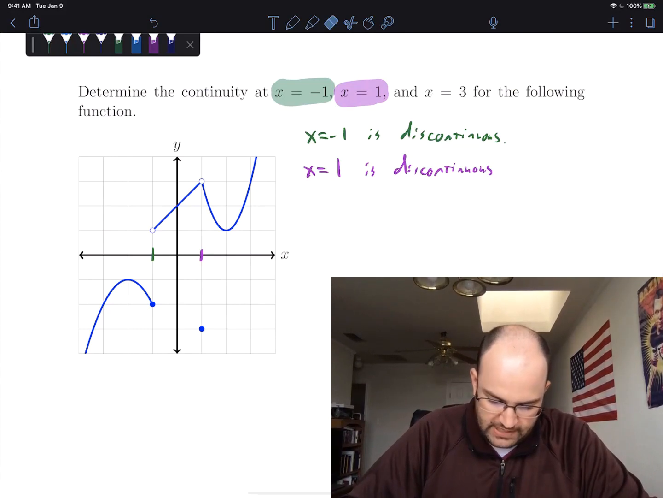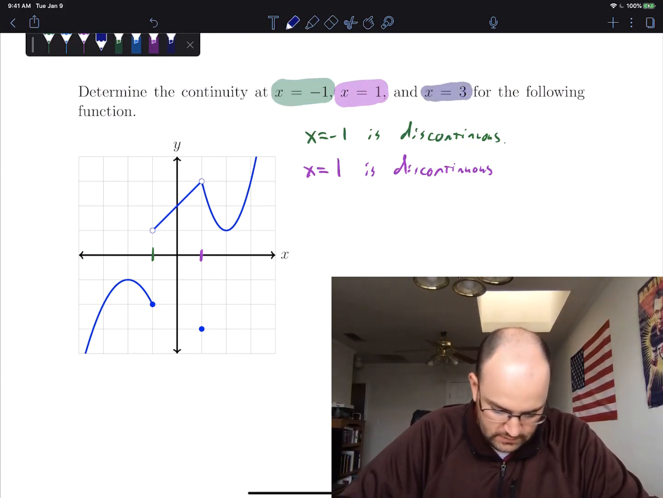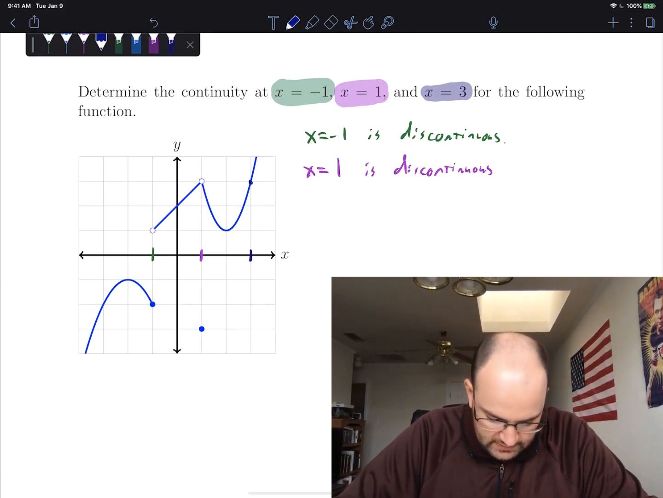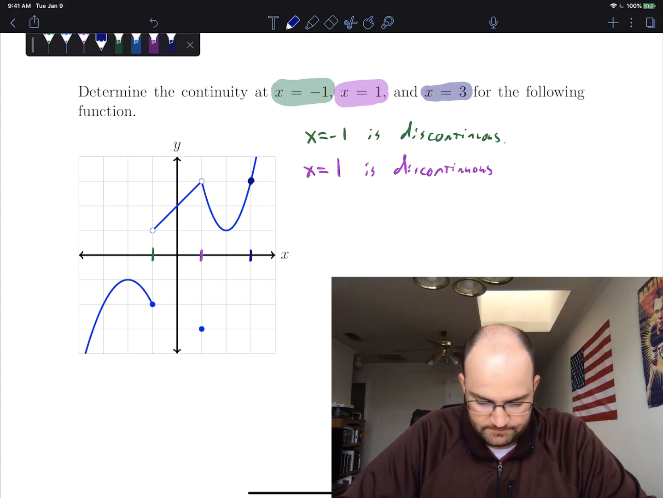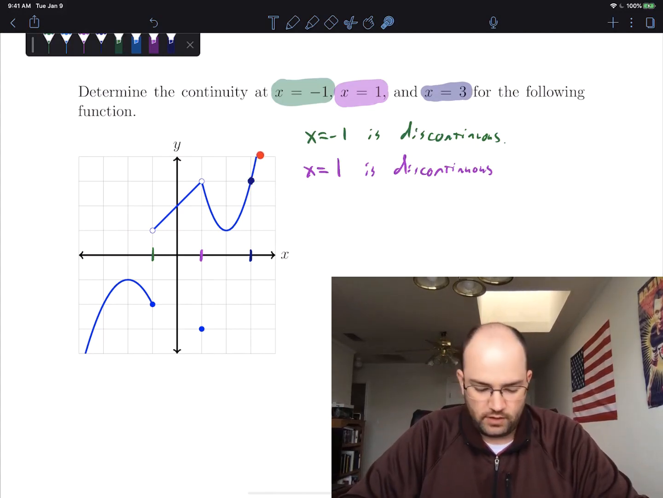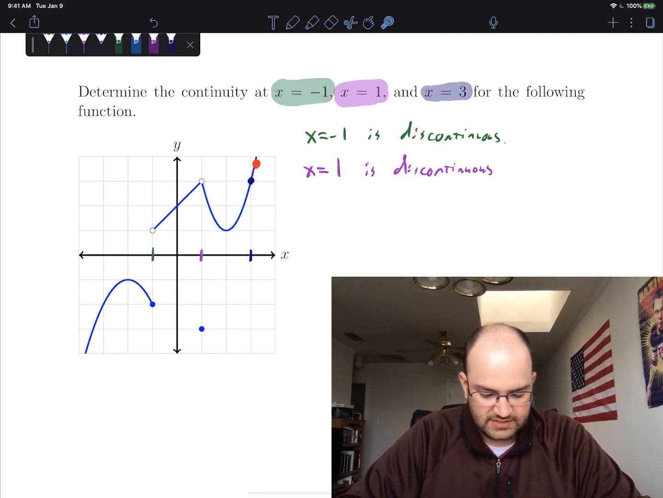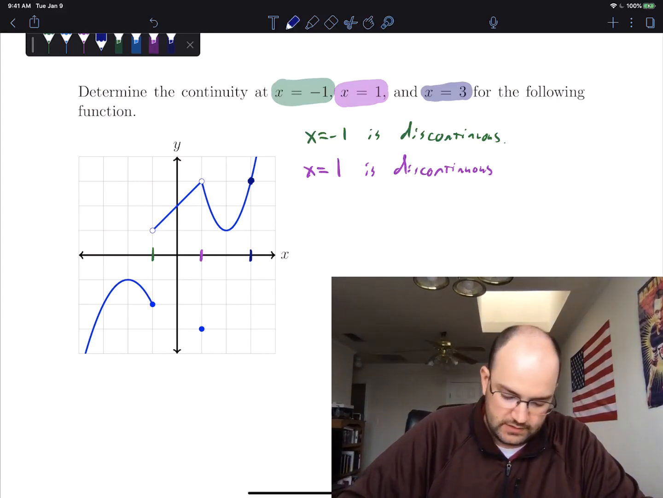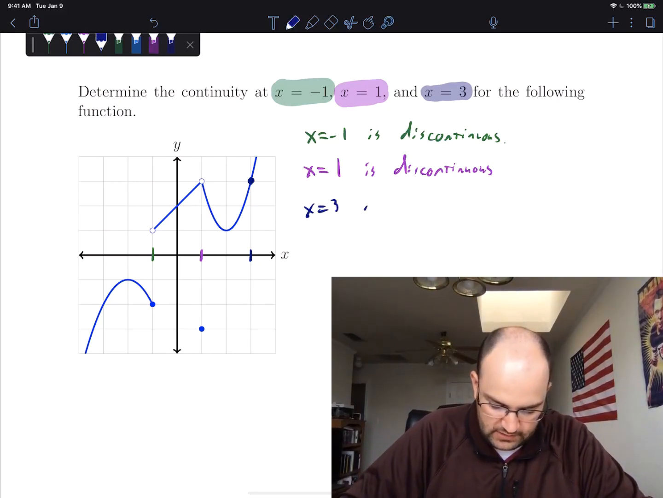Now for the last one, at x equaling 3. That happens right here for the x equaling 3. Notice that the function value is right there. And also notice that the left-hand side is equal to the right-hand side, and the function value is the same as that. And so all of that combined means that I can actually just keep going without picking up my pencil at x equaling 3. So that means that x equals 3 is continuous.